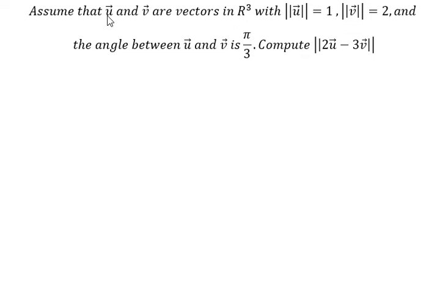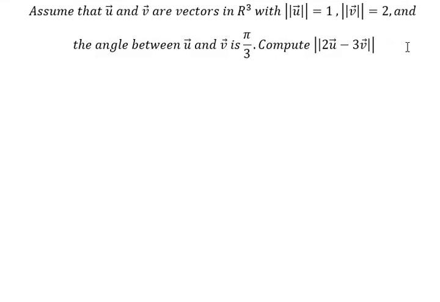Assume that vector u and vector v are vectors in R to the power of 3. This is about 3D space, with the magnitude of vector u equal to 1 and the magnitude of vector v equal to 2, and the angle between vector u and vector v is π over 3. We need to compute about this one. So now I will show you how to answer.